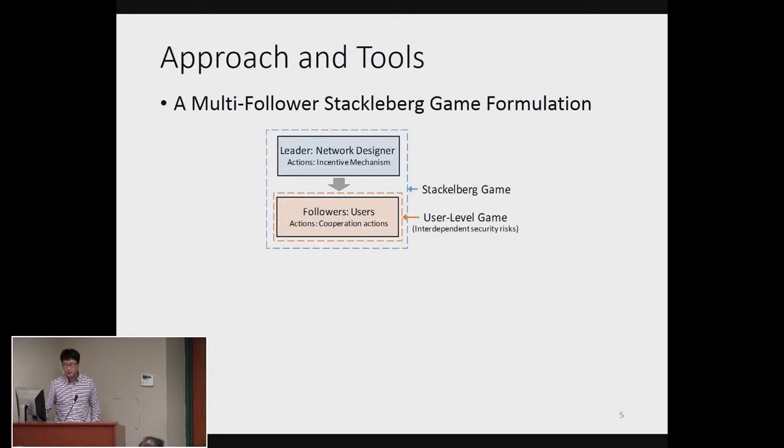In this project, we try to tackle this security-aware incentive mechanism problem. We propose a general framework, and in particular, we formulate a novel Stackelberg game with one leader and multiple followers. In this Stackelberg game, the network designer plays as a leader who designs the incentive mechanism. For example, if a mechanism is payment-based, then the designer can design the payment function. The multiple users play as followers, and they choose their cooperative actions or cooperative effort levels. But different from a conventional Stackelberg game, the users are not only playing best response to the leader, which is the network designer's move, but also playing another game among themselves because of the interdependent security risk. So here we are really solving two coupled games at different levels.